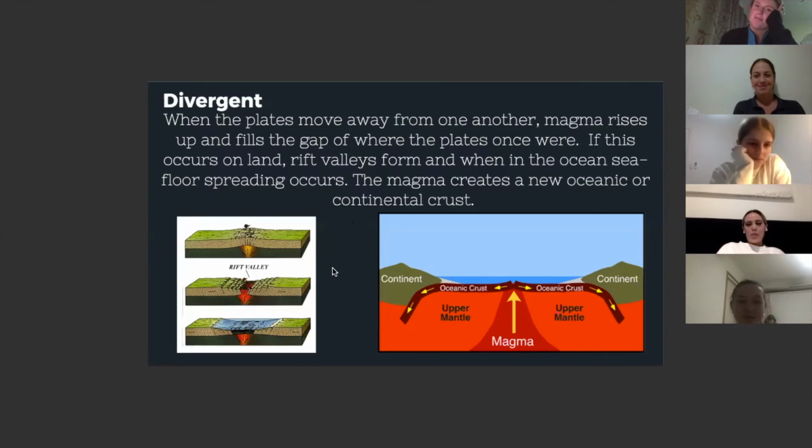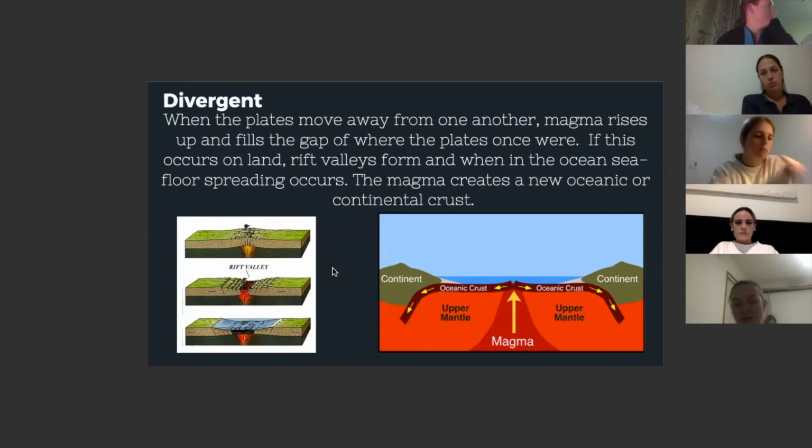Yeah, so this is the divergent boundary. When the plates move away from one another, magma rises up and fills the gap of where the plates once were. If it occurs on land, a rift valley forms. On the left, there's a little diagram of the land, which is once joined, and then it moves away and a valley forms. That can then fill with water and become a river, or it might just stay as dry land with no water. It just depends on the climate.